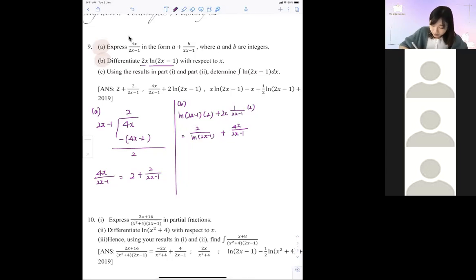Okay, so for part C, they ask you to differentiate, then they ask you to integrate. Before you even copy what you need to integrate, you copy your clue first. So differentiate this equals to this, copy.